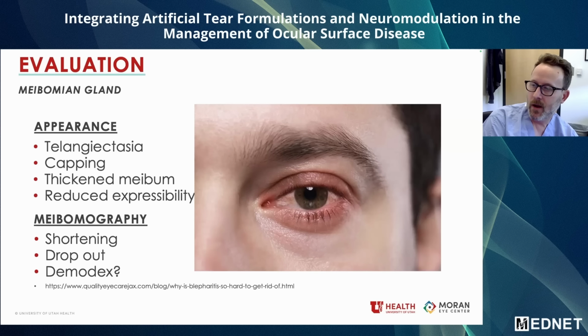There's some tools called meibography that can actually let you look at the glands within the tarsus. And when you look at those, you'll see shortening. You'll see those glands occasionally drop out as well. Demodex can cause meibomian gland deficiency. There's some medications to treat that. I don't see that often though.